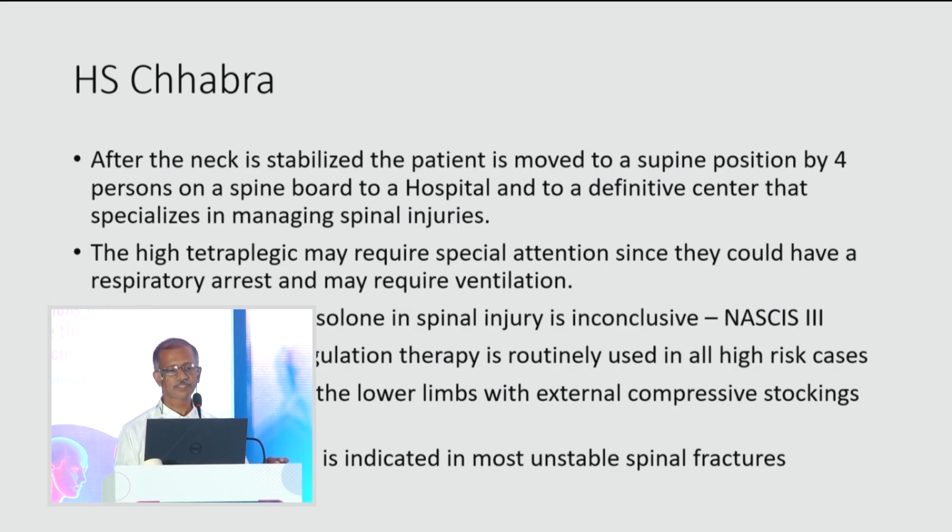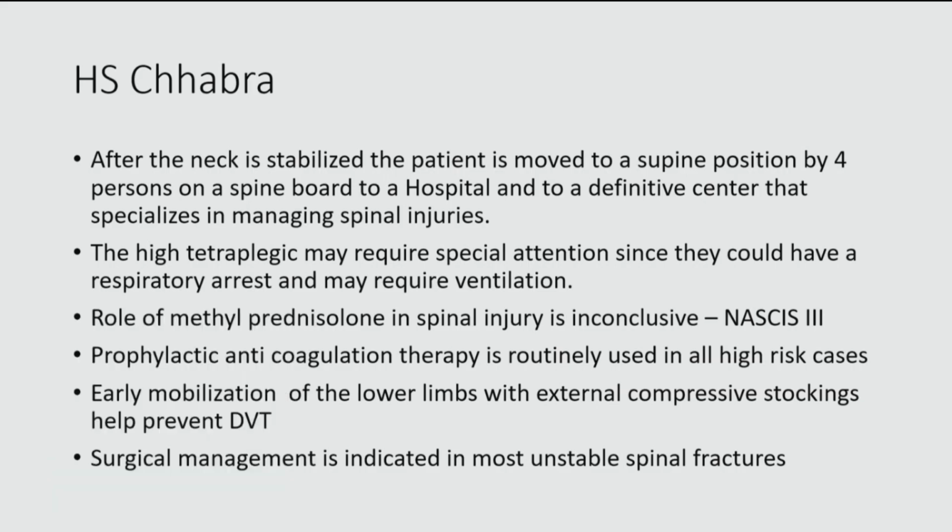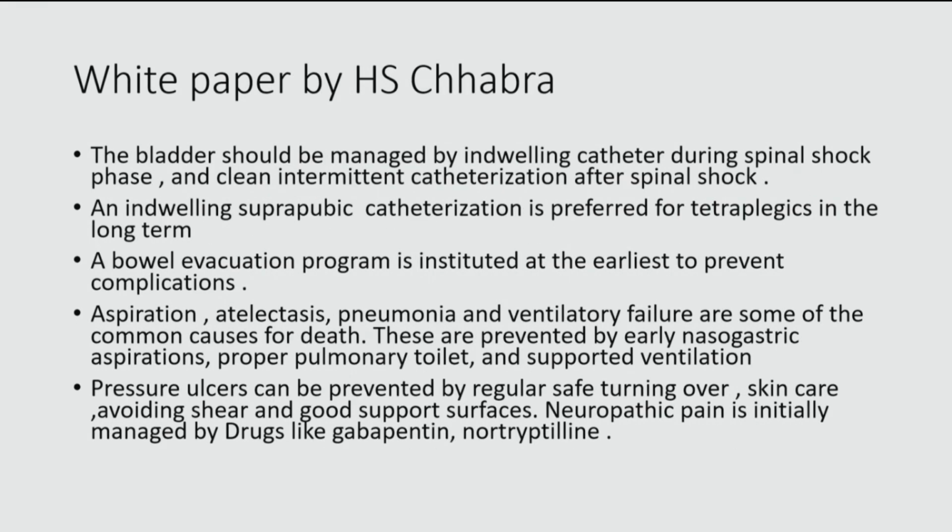The high tetraplegic may require special attention since they could have a respiratory arrest and may require ventilation. And the role of steroid is inconclusive. And prophylactic anticoagulation therapy is routinely used in all high risk patients, and early mobilization of the lower limb is needed for preventing DVT along with anticoagulation, and surgical management is usually indicated in the most unstable spine fractures.